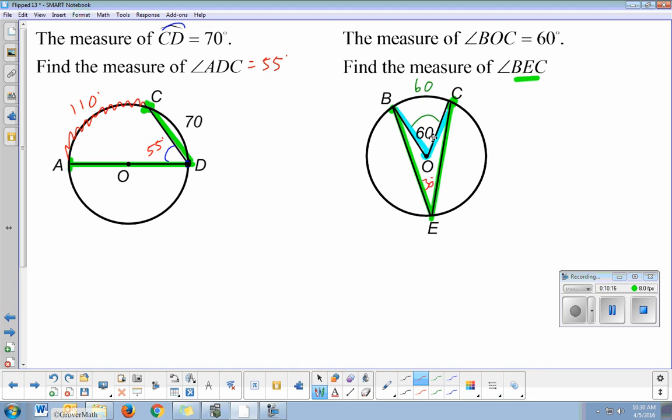Basically, if a central angle and an inscribed angle have the same intercepted arc, then the inscribed angle is going to be half the central angle. And that's basically it. It's just kind of playing with these properties back and forth. But we're going to experiment and play with this a lot more in class.